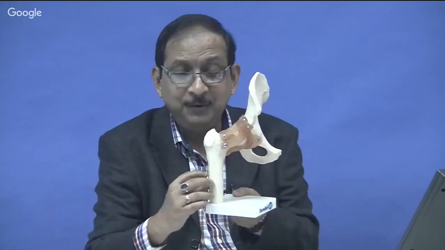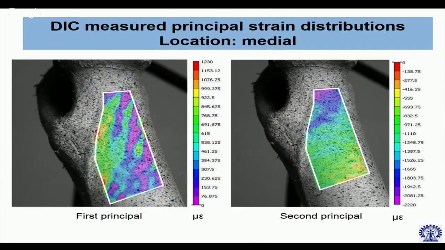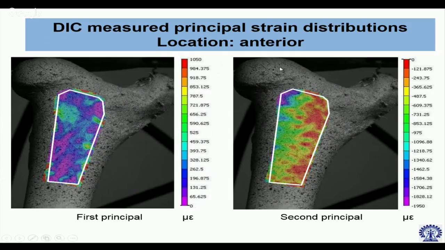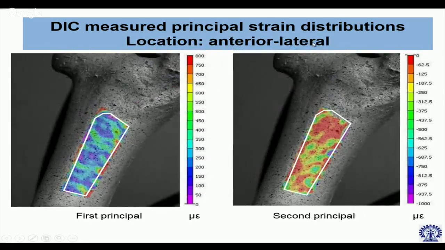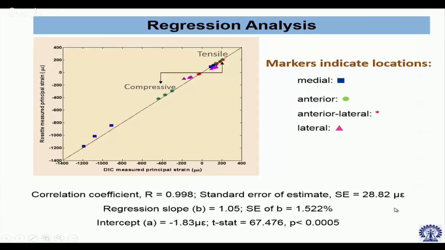Okay, so if you go round as I had done for presenting the results, we have medial location, then we have anterior location, we have anterior lateral locations, and we have lateral locations. So first principle, second principle, and if we do this regression analysis, DIC and strain rosette measurement, we see this.